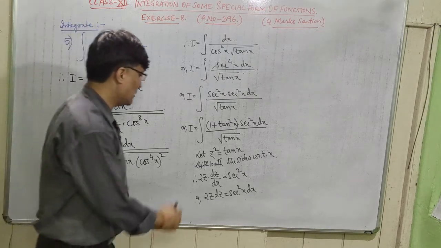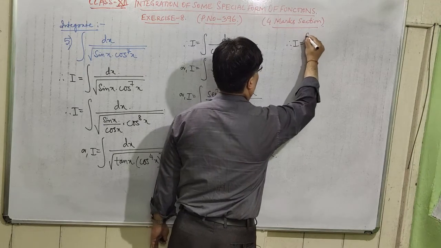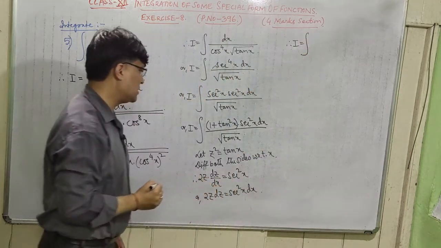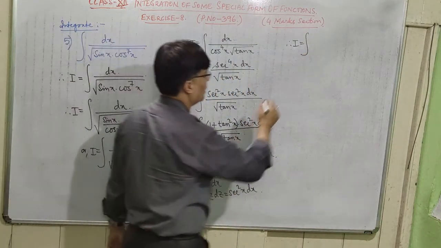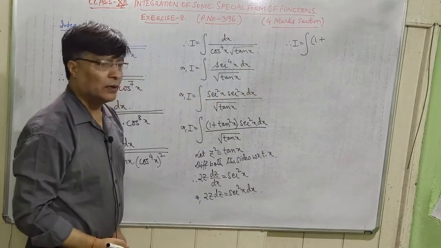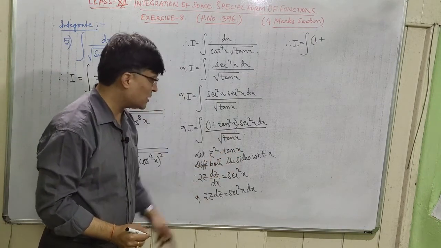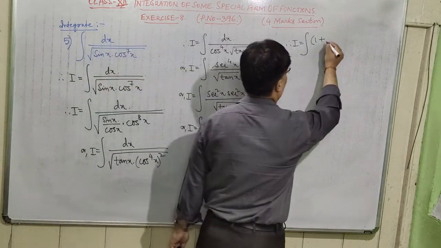Right? So now let us put it in I is equal to the integral of within bracket 1 plus, since tan x is z square, what is tan square x? It is z square whole square, right?